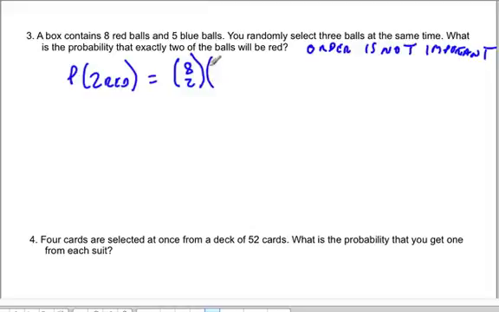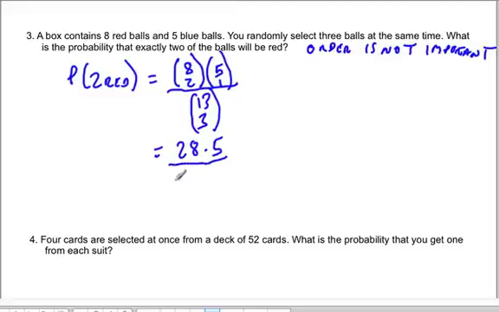So this would be the combination of 8 choose 2 times the number of ways we could choose 1 blue ball out of the 5, which is the combination of 5 choose 1. Now the total number of ways that we could choose 3 balls out of the 13 will be the combination of 13 choose 3. And this is going to be equal to 28 times 5 over 286. And so the probability then is going to be 70 over 143 after reducing.